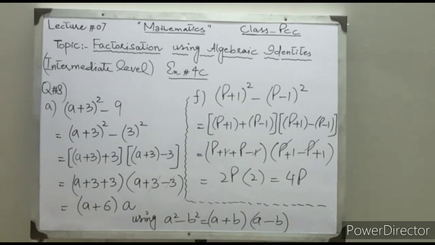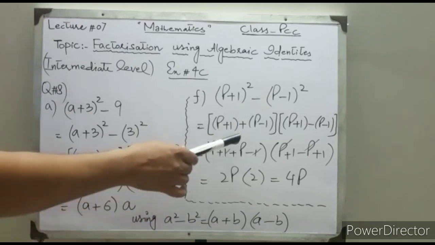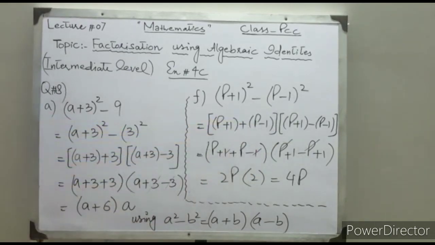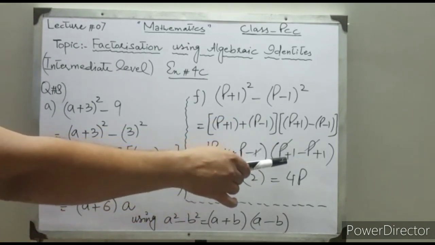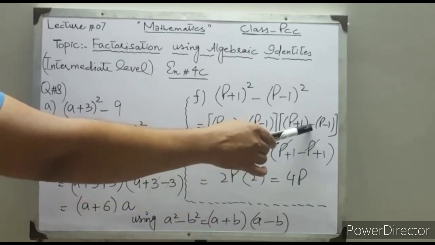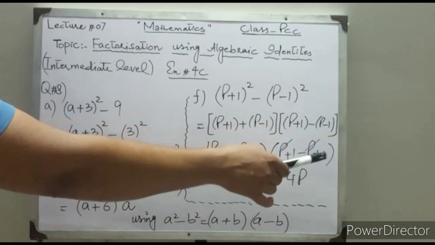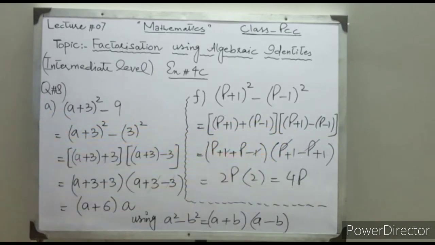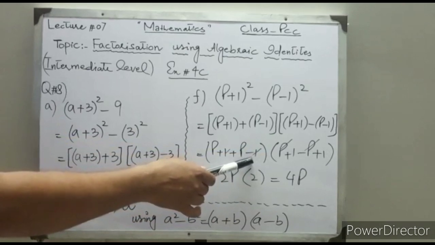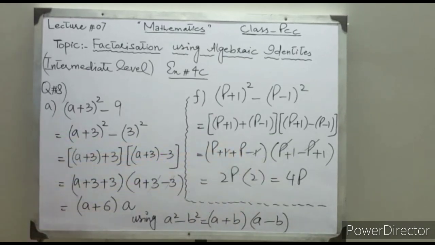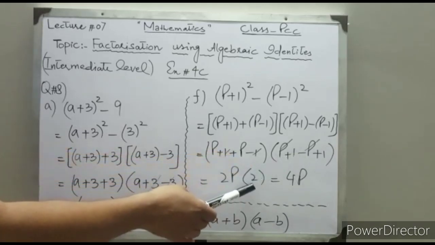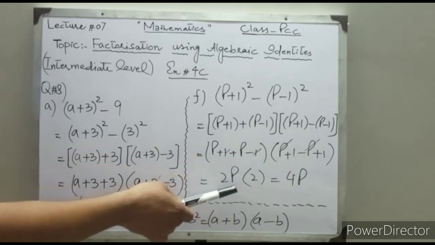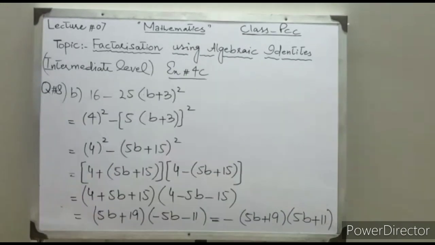In part F, once again we have two terms in the form of square. Just apply identity number 3, meaning one times positive, one times negative. Now expand these brackets. We have p plus 1 plus p minus 1. In the next bracket we have p plus 1. This negative sign will change the interior sign, so the sign of the 1 will become positive. Now positive 1 will be cancelled by minus 1 and positive p by minus p. So finally here we have 2p, and in the second bracket we have 2. Multiply 2p by 2, so the final answer will be 4p.